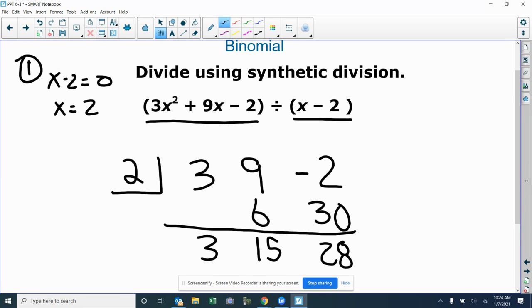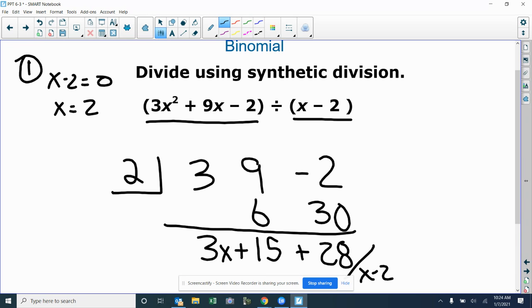Okay. Now, what do those numbers represent? Well, those numbers represent the coefficients if we were to divide. What power is that? Power of 2. So we're going to drop it 1 because we divided by x, so this is going to be 3x plus 15 plus 28 divided by, what did we divide by? X minus 2. That's an easy way to do long division.